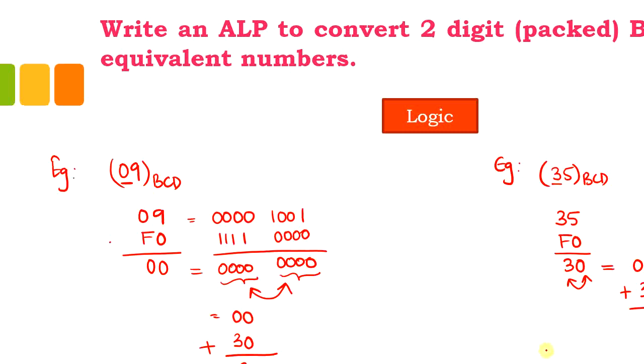Again consider the complete BCD number. Now 5 is of interest, so 35 has to be masked with 0F. The result of this operation would be 0 5. In this case, no need of swapping because it is already in the lower nibble. All you need to do is add 30 and the result is 35H. Okay.